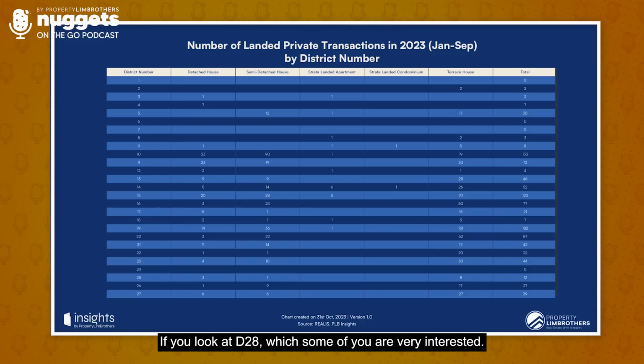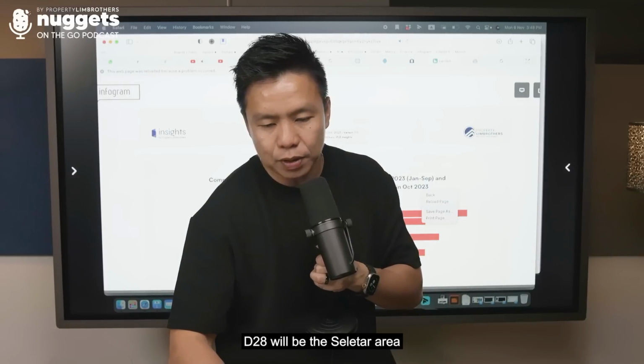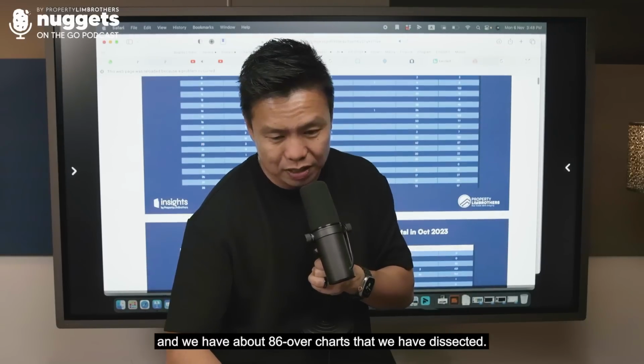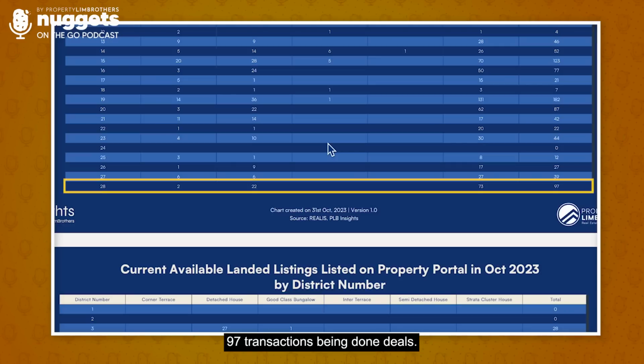If you look at D28, which some of you are very interested in, D28 will be the Seletar area. And we have about 86 over charts that we have dissected. So for D28, we have about 97 transactions being done.